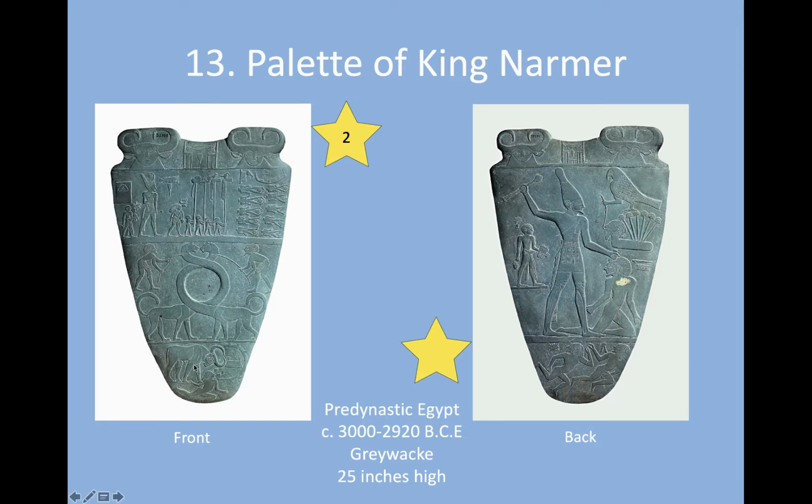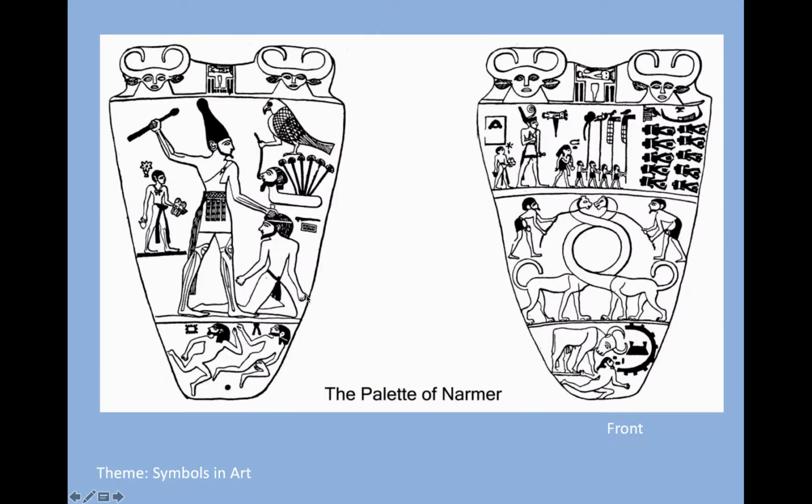Now, this is the actual palette of Narmer. What I'm going to do very quickly, though, is switch to this next slide, which is a drawing of the palette of Narmer. And it's just a little easier to see what's happening when we look at it from this view.